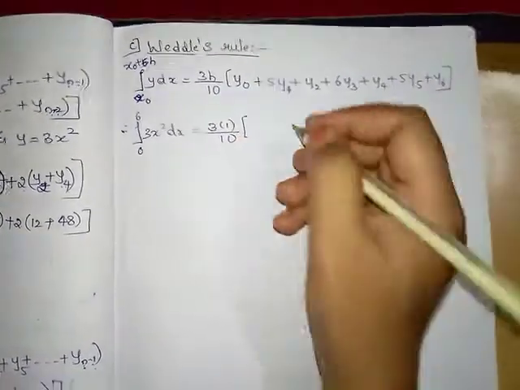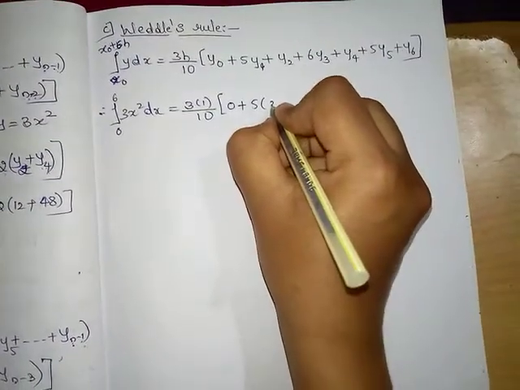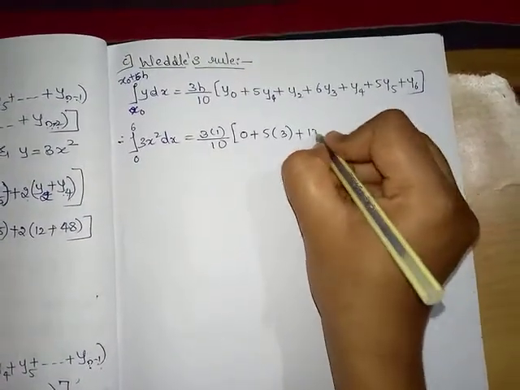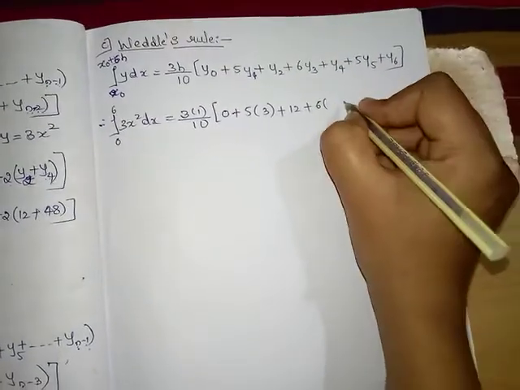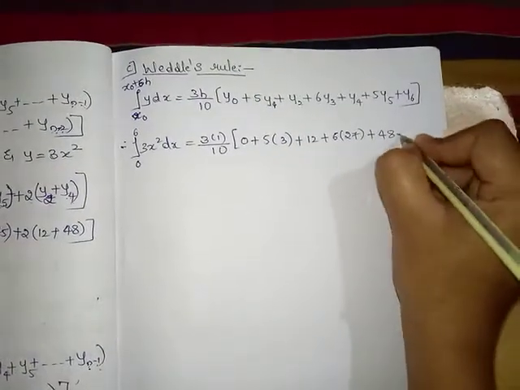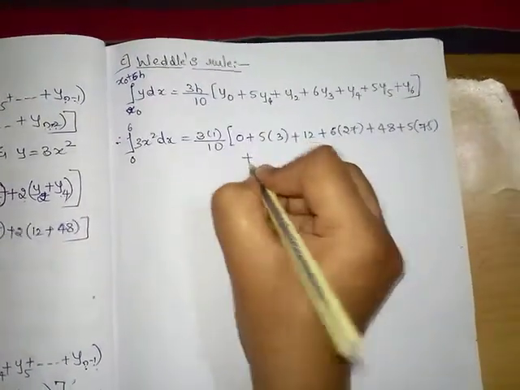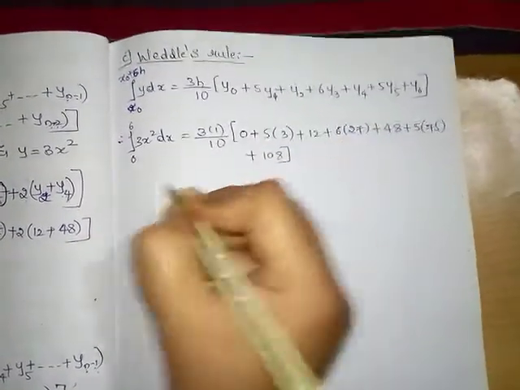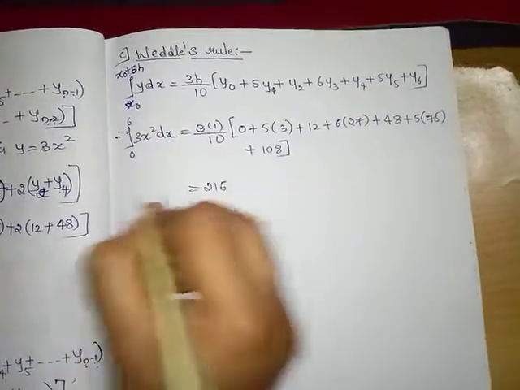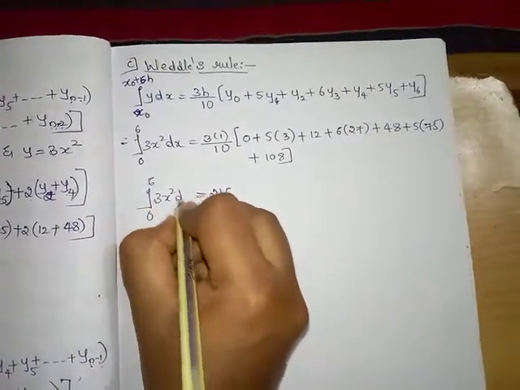Therefore, the integral from 0 to 6 of 3x square dx is equal to 3 into 1 divided by 10 times: y0 is 0 plus 5 into y1 is 3 plus y2 is 12, 6 into y3 is 27 plus y4 is 48 plus 5 into y5 is 75 plus y6 is 108, which is equal to, calculate this, we get 216. Here also the integral value is 216.